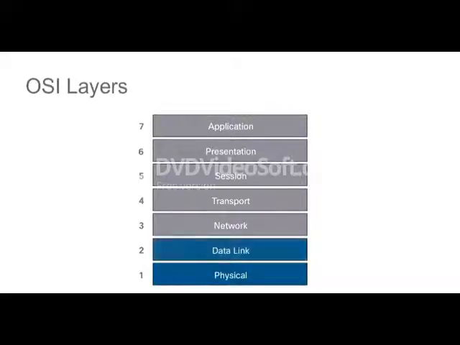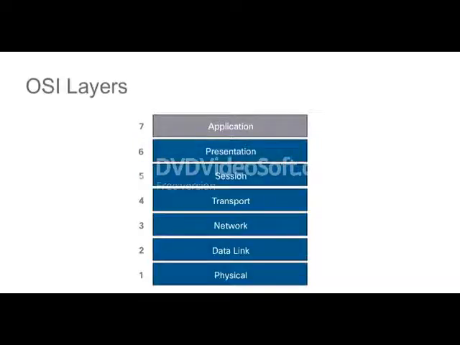Right above that we have the data link layer, or layer 2. Above that is the network layer, or layer 3. We then have the transport layer, we call that layer 4. The session layer above that, we call that layer 5. That's followed by the presentation layer, sitting right above that, and that's layer 6. And then we have the application layer up at the top, and that is layer 7.